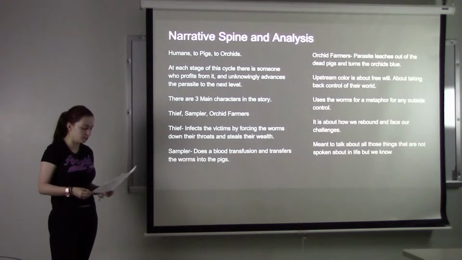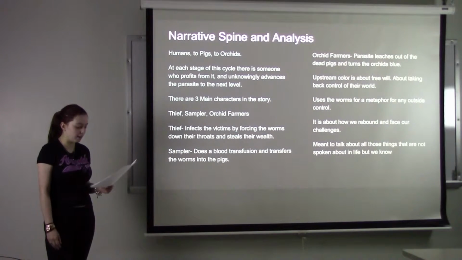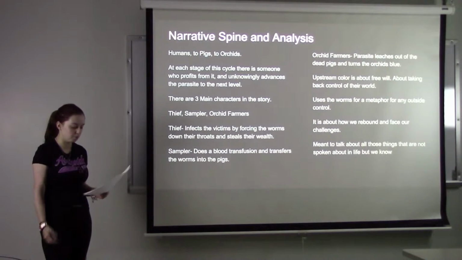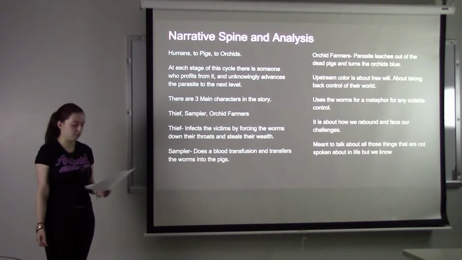Now, Upstream Color is mainly about free will. At the end of the movie, Chris and Jeff both end up fighting back against the sampler, and they end up taking back control of their world again. This happens when Chris shoots the sampler and kills him. This symbolizes taking control of their destiny.